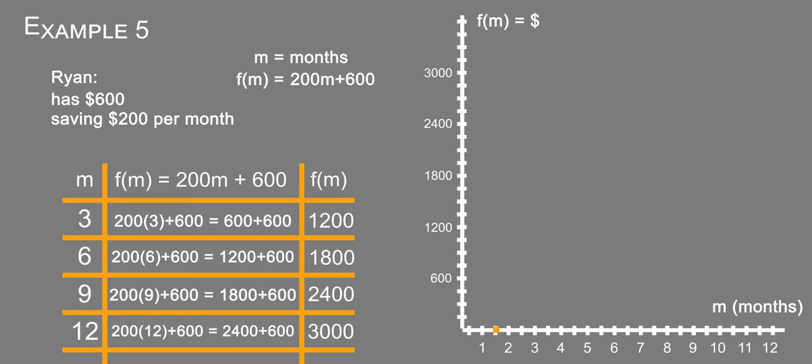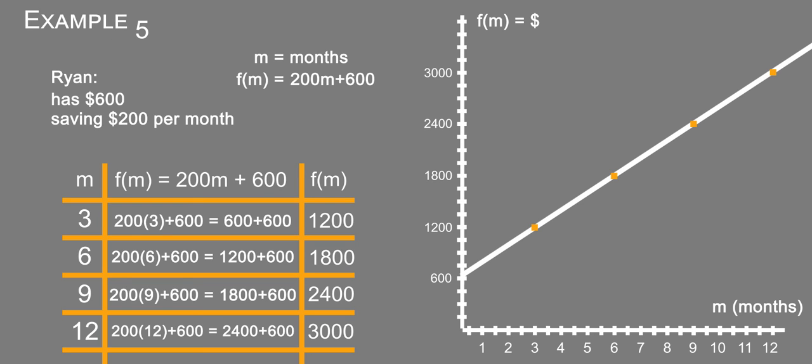So 3, 1,200. So that would be right here. Then 6 and 1,800, which is going to be right about here. 9 and 2,400. And then 12 and our 3,000. And we should be able to go ahead and draw a line through those points. Technically, we shouldn't really be graphing the line, but this is just for visualization purposes.